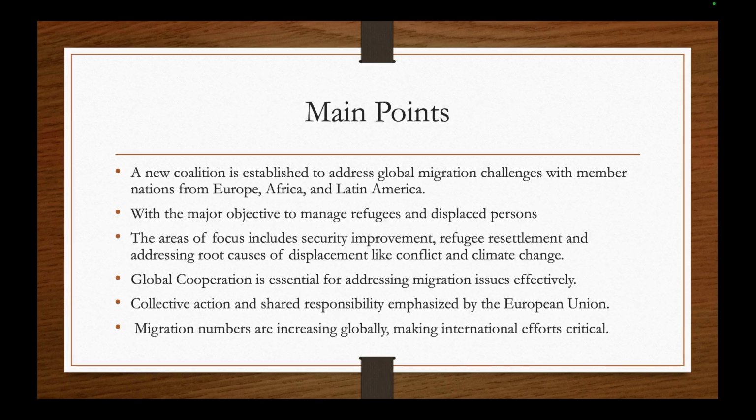Now, here, very quickly, let's take a look at the main points. A new coalition is established to address global migration challenges with member nations from Europe, Africa, and Latin America, with the major objective to manage refugees and displaced persons. The areas of focus include security improvement, refugee resettlement, and addressing root causes of displacement like conflict and climate change. And as we all know, the remaining points: global cooperation is essential for addressing migration issues effectively. Collective action and shared responsibility are emphasized by the European Union, and migration numbers are increasing globally, making international efforts critical and much required at this juncture.